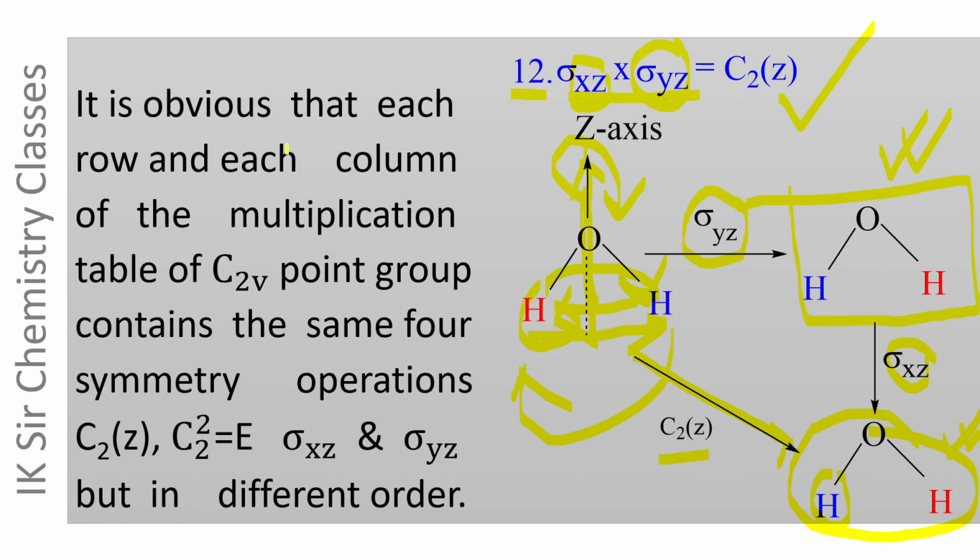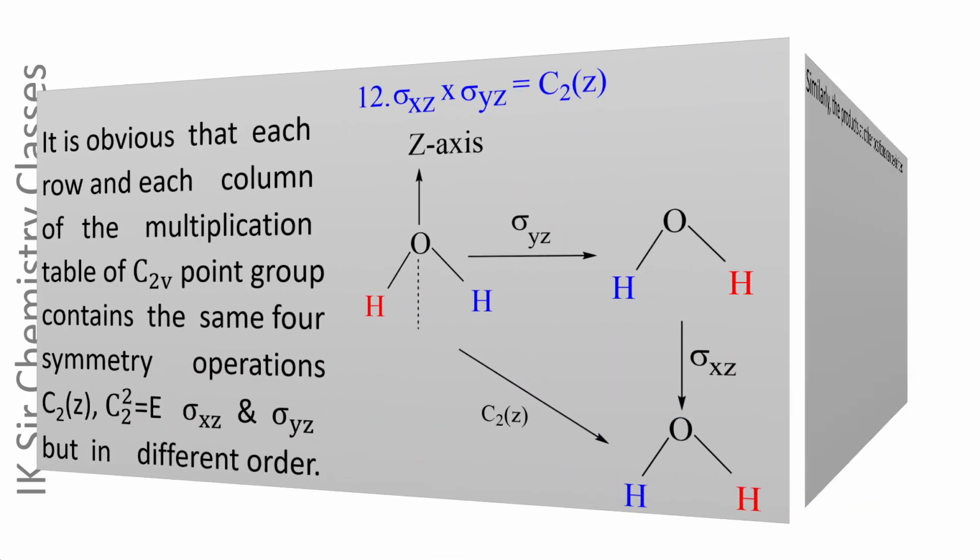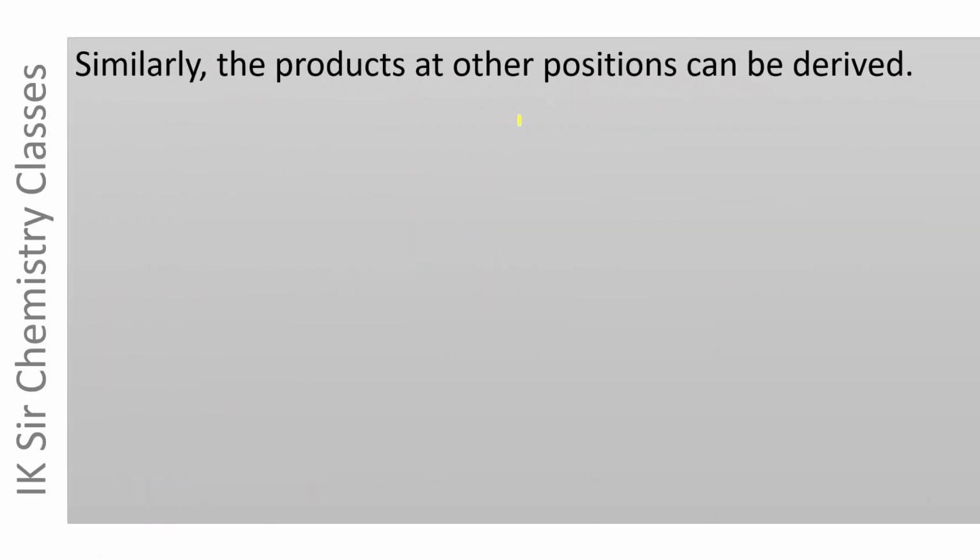It is obvious that each row and each column of the multiplication table of C2V point group contains the same four symmetry operations, C2Z, E, sigma xz and sigma yz, but in different order. Similarly, the products at other positions can be derived.